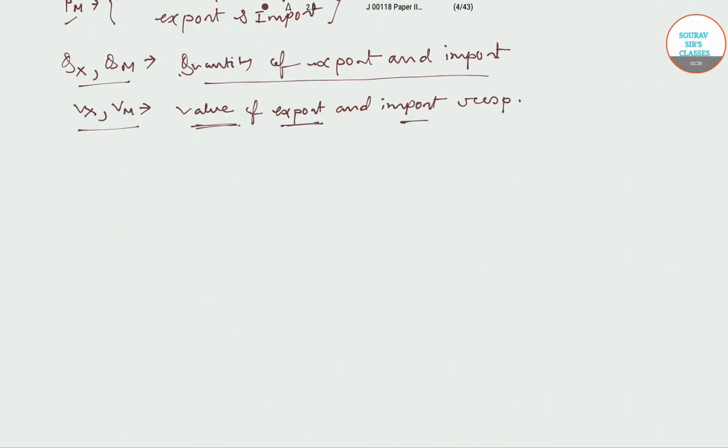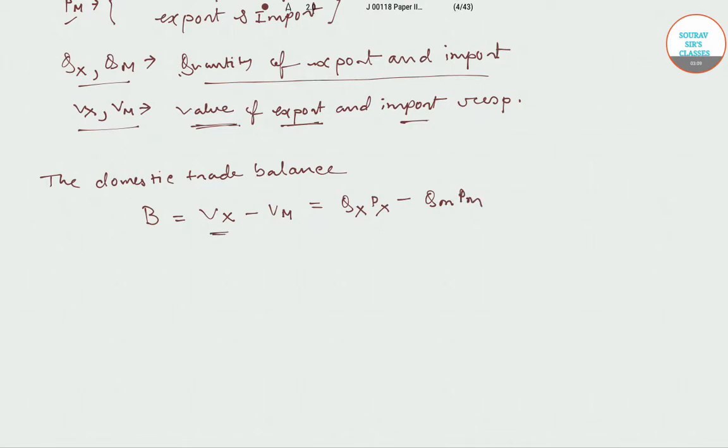Further, we know the domestic trade balance, which is denoted by capital B, is equal to the value of exports minus the value of imports. We get the value of exports and imports from the quantity and price of exports and imports: V = P times Q.